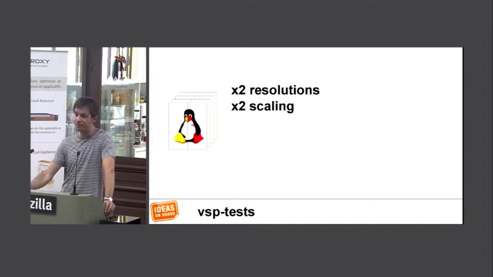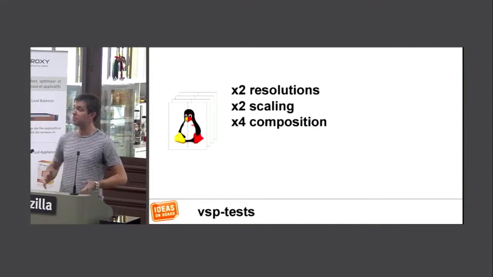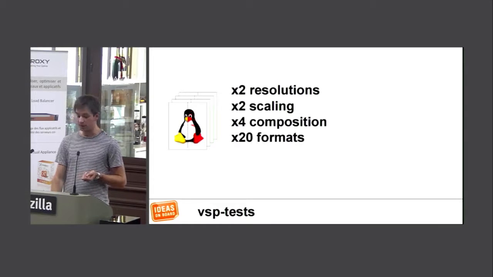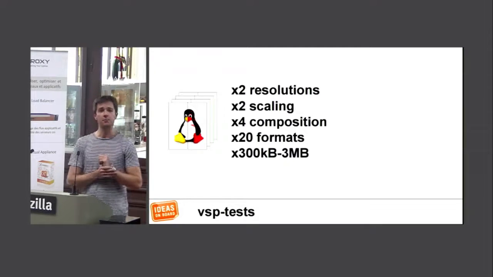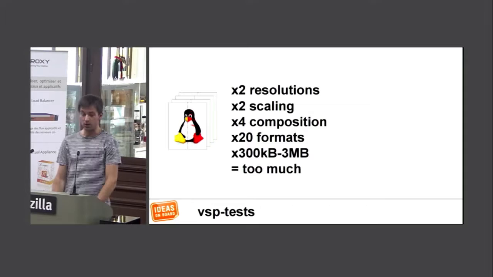I have to test with and without scaling, and inserting a scaler in the pipeline causes artifacts in the images, so I had to create reference frames with those artifacts, or reference frames without. I had to implement support for composition with up to four inputs, so you multiply it by four options, and I also had to support 20 image formats. Each of those reference frames were between 300 and 3 megabytes because they were binary files, and the result of that is just too much.